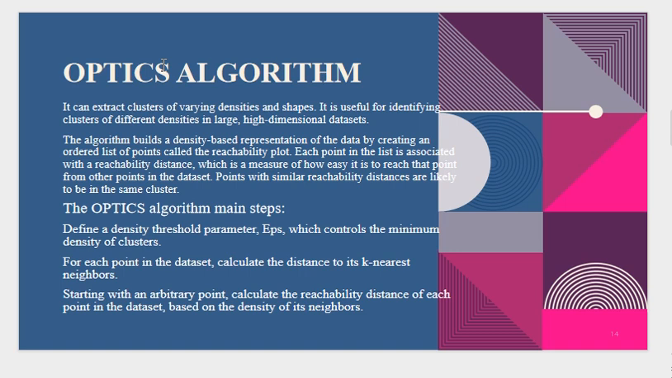In DBSCAN we set the parameter for the number of clusters. Here in the OPTICS algorithm we do not set it, and it is done automatically. This algorithm tries to build a representation with an ordered list of points called the reachability plot. Here also we have the same density threshold parameter, X, which controls the minimum density of clusters, and for each data point the nearest distance, that is the reachability distance, is calculated and the reachability plot diagram is plotted.